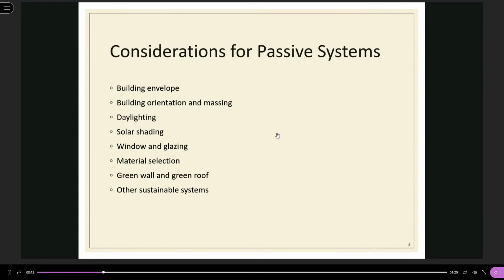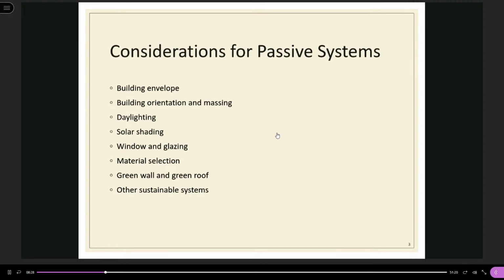Material selection. What would be the material of the building, whether it is constructed by a steel frame, or concrete, brick, or timber.